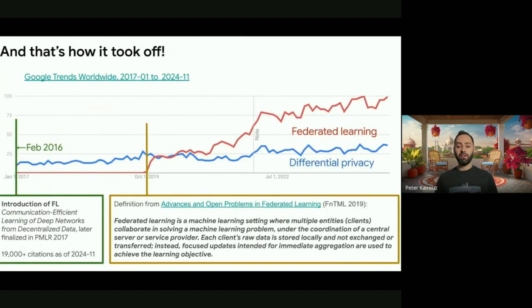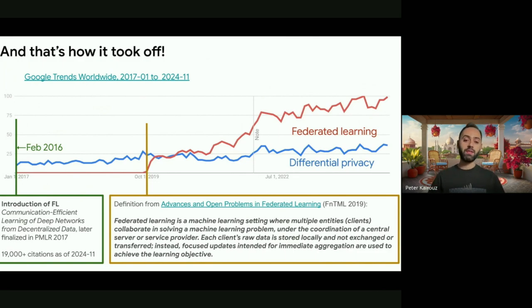And really, federated learning, since its introduction in 2016-ish, took off. You can see this chart comparing the popularity of federated learning to differential privacy, which is a very popular privacy technique, which we're going to talk about as well in this talk. You can see that around 2019, the popularity of federated learning really took off and blew past differential privacy. This just shows that FL is extremely useful and popular. There's a lot of activity, both in academia and also in industry.